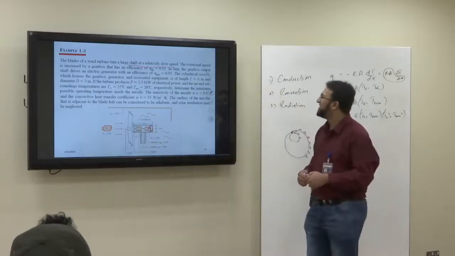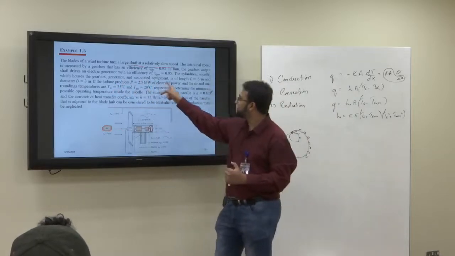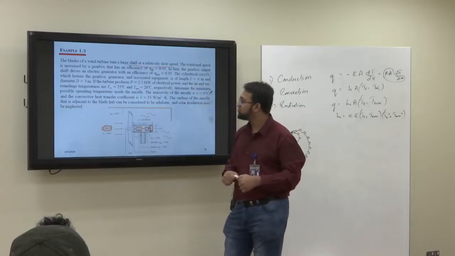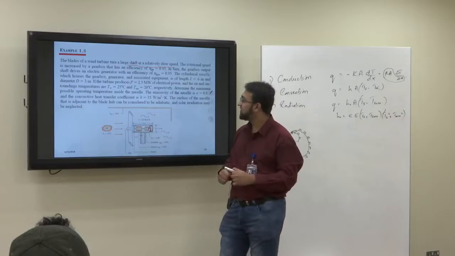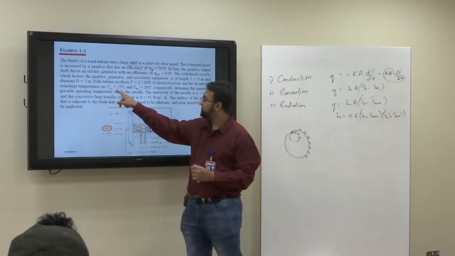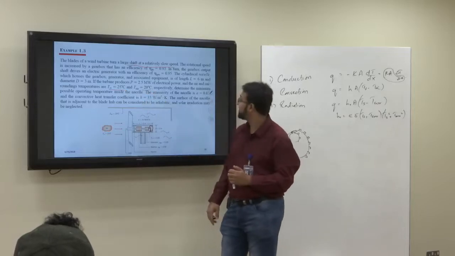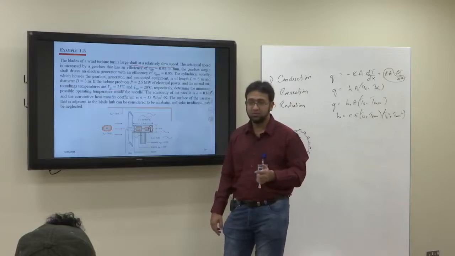So the cylindrical nacelle which houses the gearbox, generator and associated equipment is of length 6 meter and diameter 3 meter. If the turbine produces 2.5 megawatt of electrical power and the air and surroundings are at 25 degrees centigrade and 20 degrees centigrade respectively, determine the minimum possible operating temperature inside the nacelle.